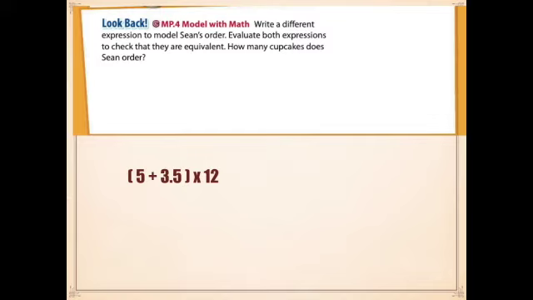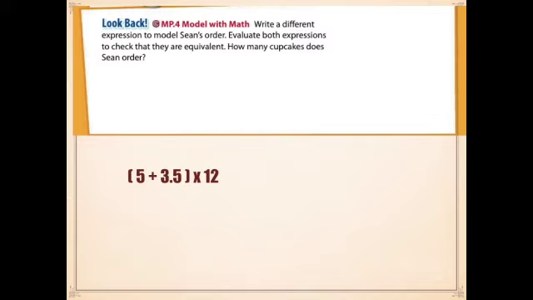Since you see here numbers inside the parenthesis and the number outside the parenthesis, which is times 12, we can use a property here. That property is called the distributive property. What is the meaning of distributive property?